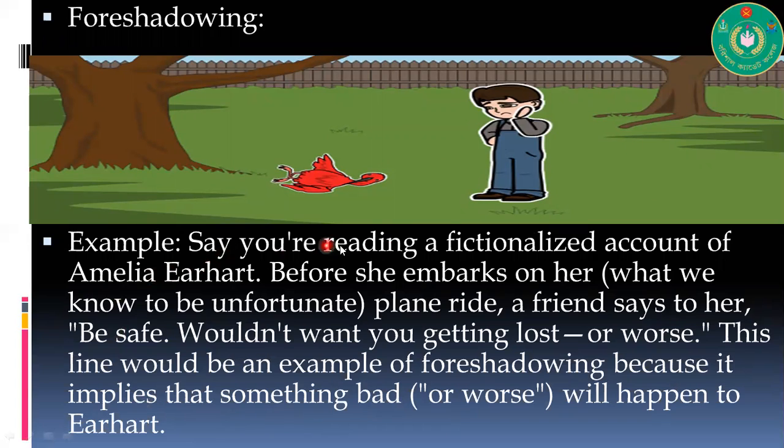Example: say you are reading a fictionalized account of Amelia Earhart before she embarks on her ill-fated plane ride. A friend says to her, "Be safe. Wouldn't want you getting lost or worse." This line would be an example of foreshadowing because it implies that something bad will happen to Earhart.